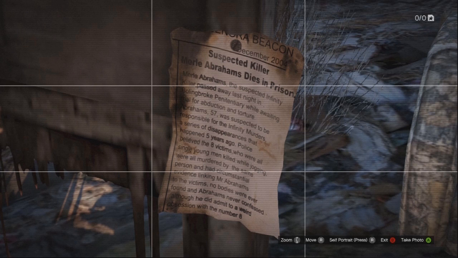So we know that the murders happened 5 years ago, and at the top of the article it is dated December 2004, so these murders took place in 1999. We also have confirmation from the article that he supposedly died in prison in the Bolingbrook Penitentiary, and that will eventually lead us to a future clue. So next we'll head over to Senora National Park.